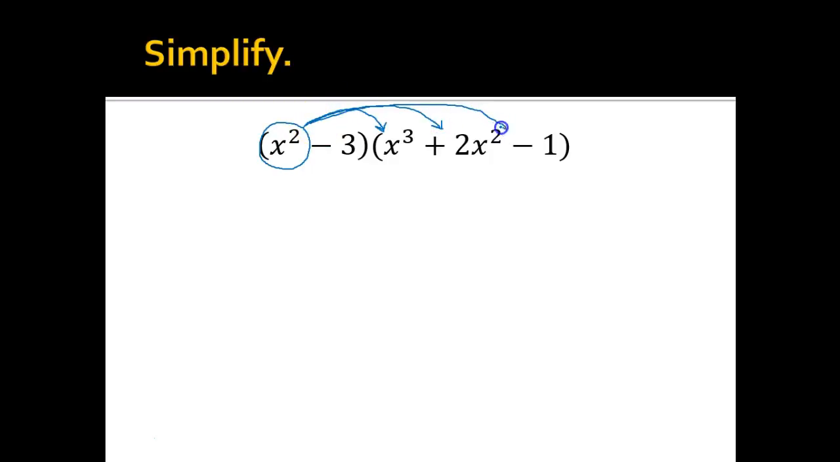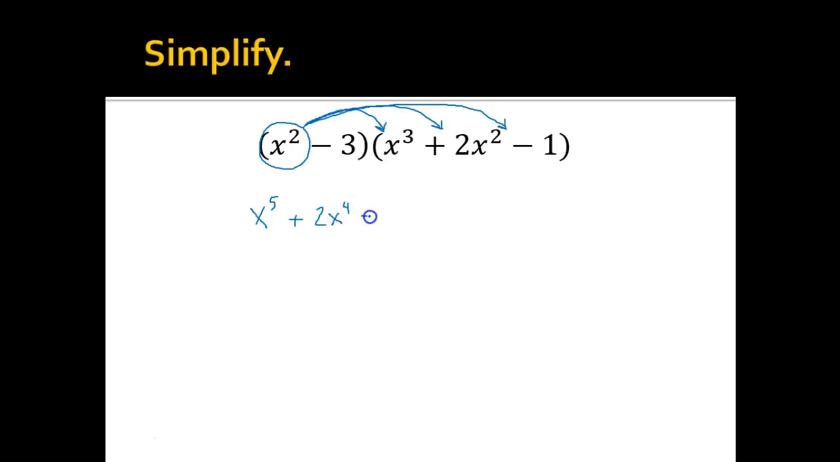So instead of first, outer, inner, last, we're going to do that first term times each of our terms. x squared times x cubed is x to the 5th power, plus x squared times 2x squared is 2x to the 4th power.